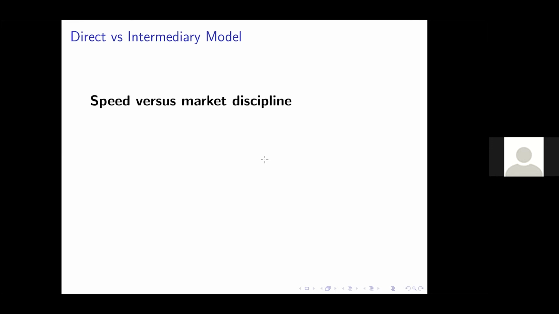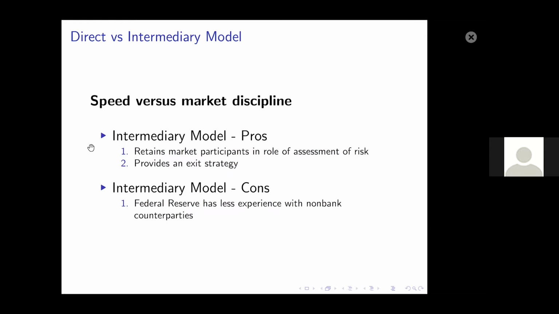And to do this, we can think about direct versus indirect interventions. By indirect, I mean intermediate interventions. There's a trade-off between speed and market discipline. Specifically, if you think about an intermediary model like TALF, where you hand out loans, the market participants still need to assess the risk of the security that they use as collateral. It also provides a natural exit strategy because as soon as the loan matures, by itself, there is an exit, right? And you can decide to not originate new loans with the program. And so the program shuts down almost by itself and it runs off the balance sheet.